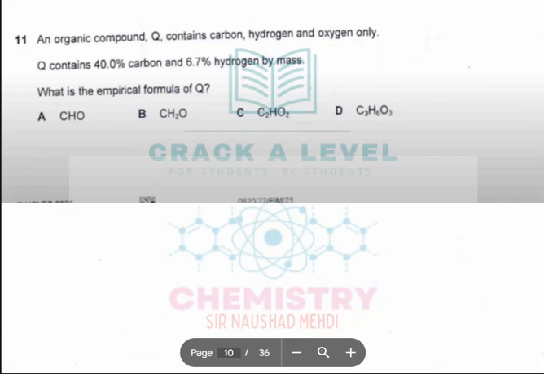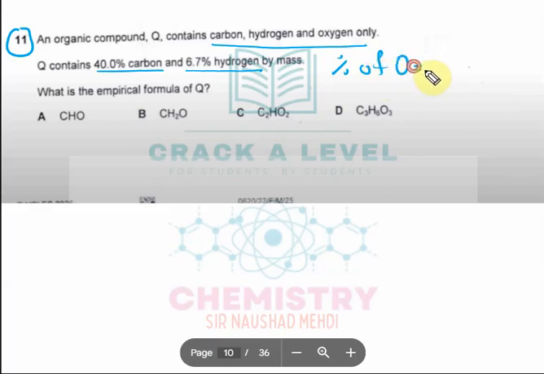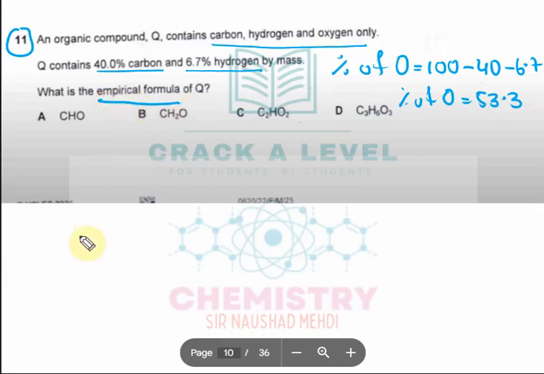Okay, now MCQ number 11. In this MCQ it says that an organic compound Q contains carbon, hydrogen and oxygen only. Q contains 40% carbon and 6.7% hydrogen by mass. So first of all, you need to find the percentage of oxygen. The percentage of oxygen would be 100% minus 40% of carbon and 6.7% of hydrogen, so 53.3%.